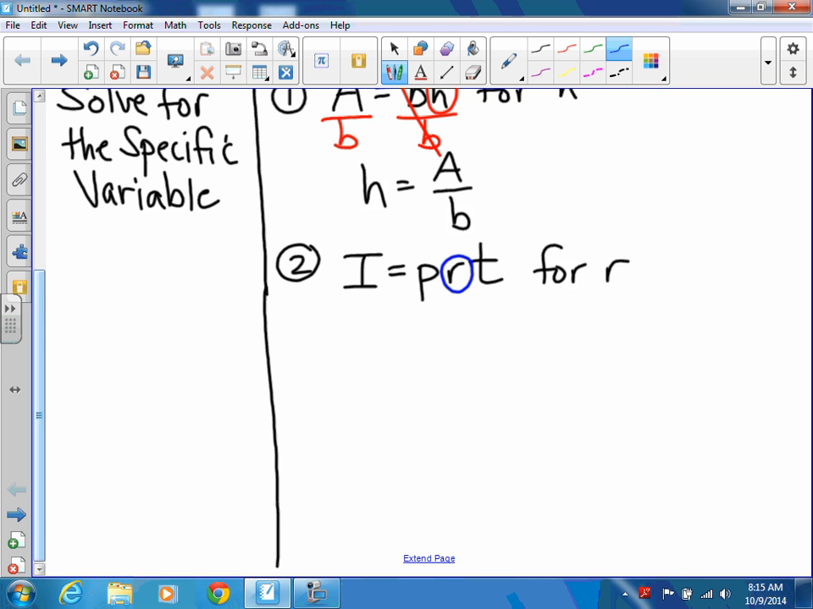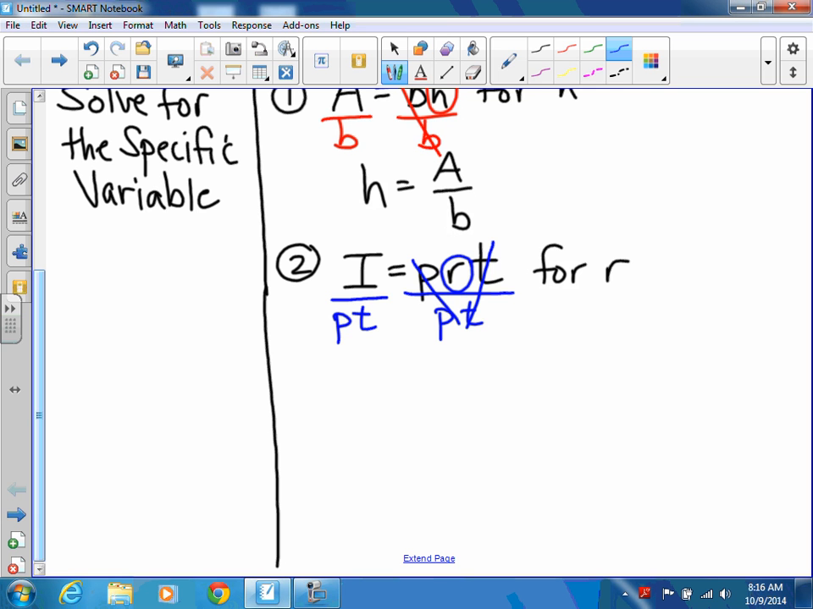The P, the R, and the T are all being held together by multiplication. So if I want to divide them up, I want to use division to get rid of the letters I don't want. And I can get rid of as many letters at a time as I want to, because they're just all going to cancel out. If I want the P to go away, I'm going to divide by P. If I want the T to go away, I'm going to divide by T. And what I do to one side, I have to do to the other. Okay? And those P's and those T's cancel out.